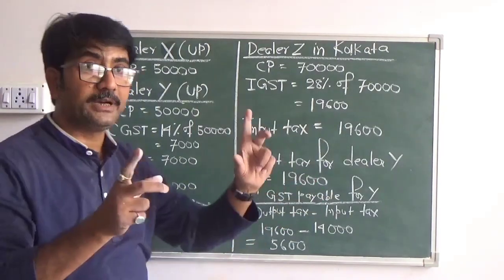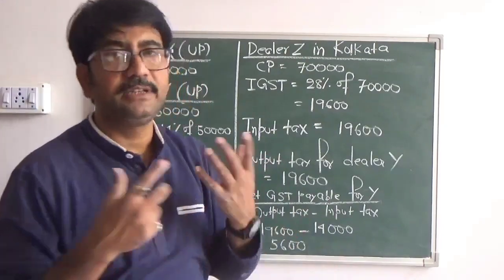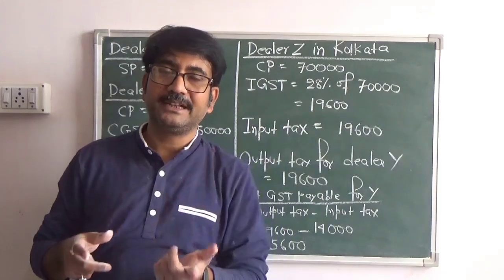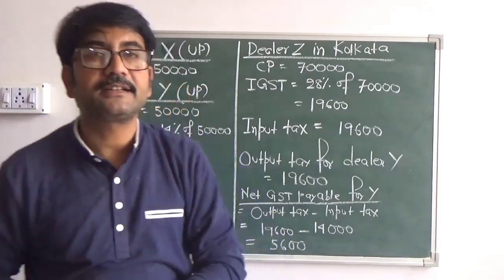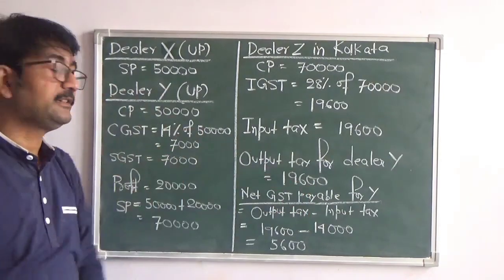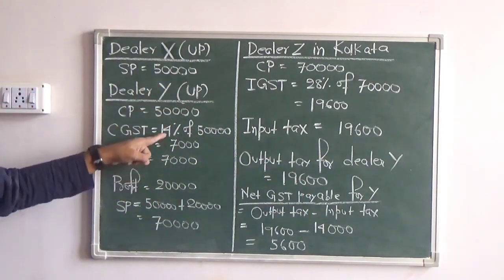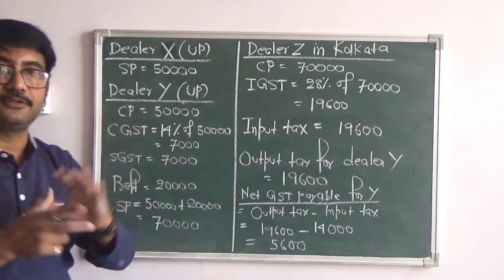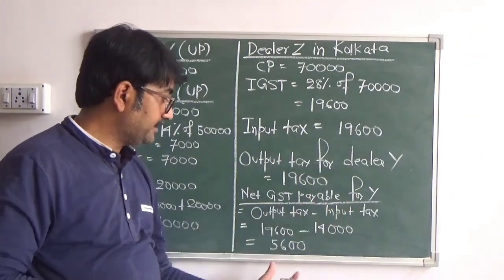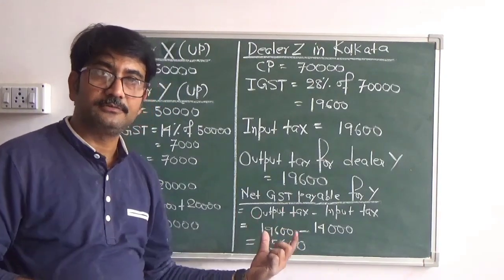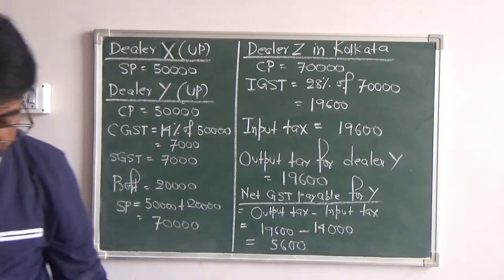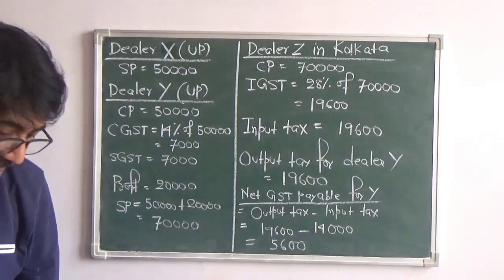So net GST payable by Y. Net GST is the tax collected minus tax paid, or output tax minus input tax. What is the tax collected? Tax collected is 19,600. And what is the tax paid while purchasing? The tax paid is 7,000 plus 7,000, that is 14,000. The difference of these two is the GST payable by Y, that is 5,600. So okay. Now move on to the next question.